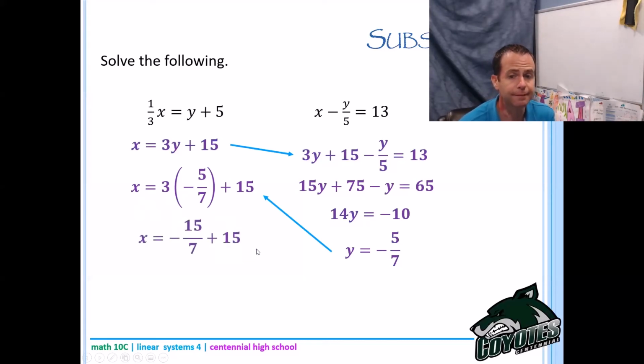And then I'm going to add 15 to that, okay? So if I want a common denominator there to add, 15 times 7 is 105. So I'm looking at negative 15 over 7 plus 105 over 7. So 105 minus 15 is 90. So my final answer there would be 90 over 7.